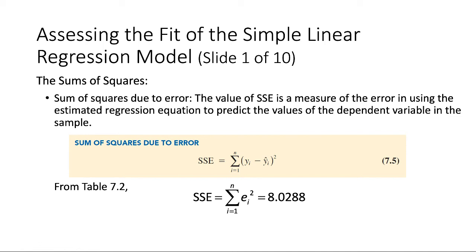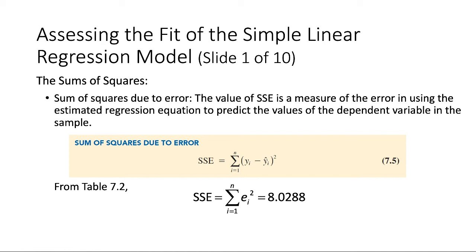In abbreviation, it's SSE. SST is a measure of how well the observations cluster about the mean of the y-line. The value of SSE is a measure of the error that results from using the estimated regression equation to predict the value of the dependent variable in the sample set. We have already shown the calculation required to calculate the sum of squares due to error for the trucking company example. The squared residual or error for each observation in the data is shown in the last column of the table we showed earlier.